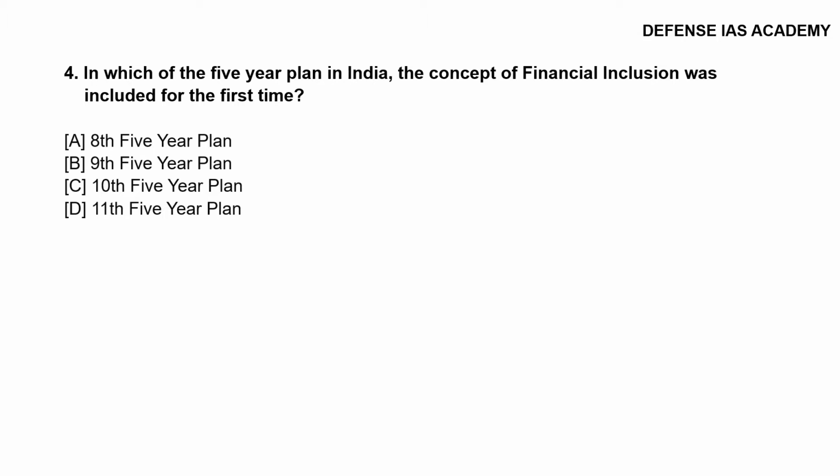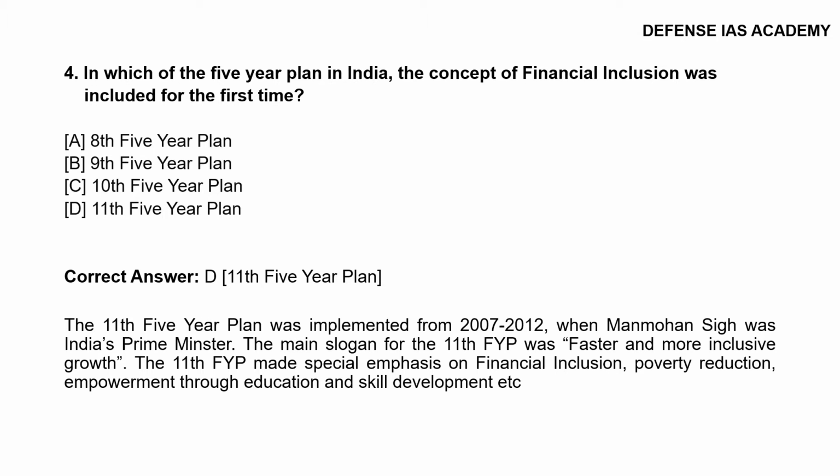Question number 4. In which of the 5-year plans in India was the concept of financial inclusion included for the first time? The correct answer is option D, 11th 5-year plan. The 11th 5-year plan was implemented from 2007 to 2012 when Manmohan Singh was India's Prime Minister. The main slogan of the 11th FYP was faster and more inclusive growth. The 11th FYP made special emphasis on financial inclusion, poverty reduction, empowerment through education and skill development, etc.